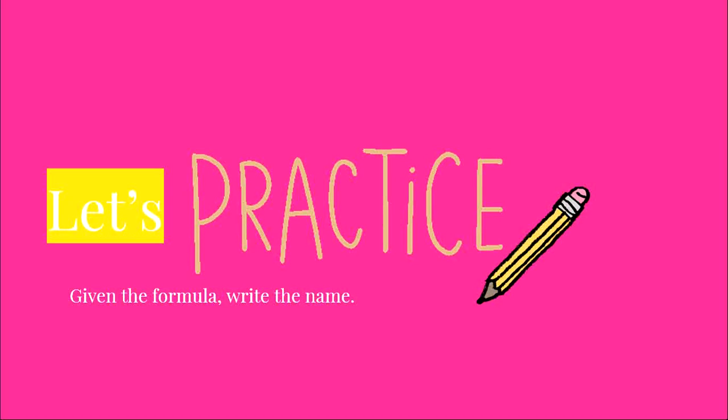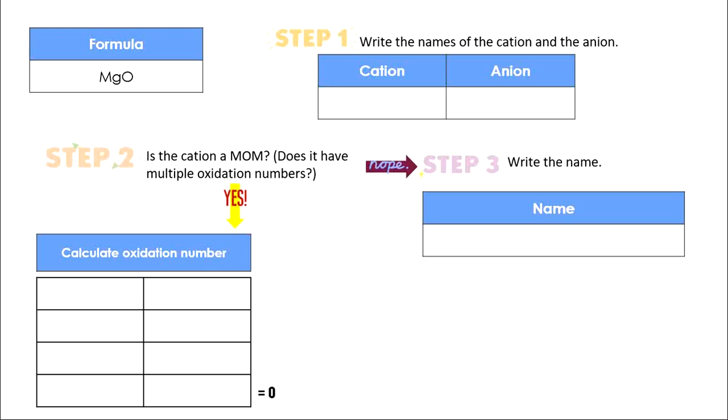Now, given the formula of the ionic compound, let's learn how to write the name. So again, 3 steps. We are given the formula MgO. And notice again that Mg is a metal, O is a nonmetal. That's what makes it an ionic compound. So step 1, let's write the names of the cation and the anion. So here the cation is magnesium and the anion is oxide.